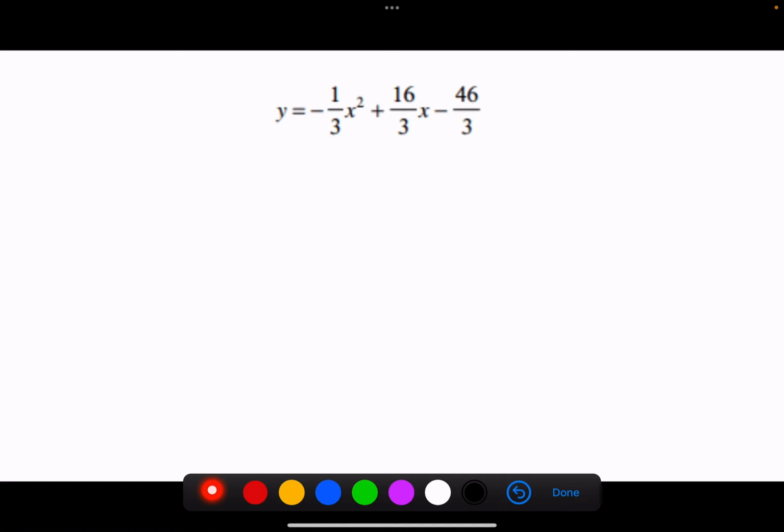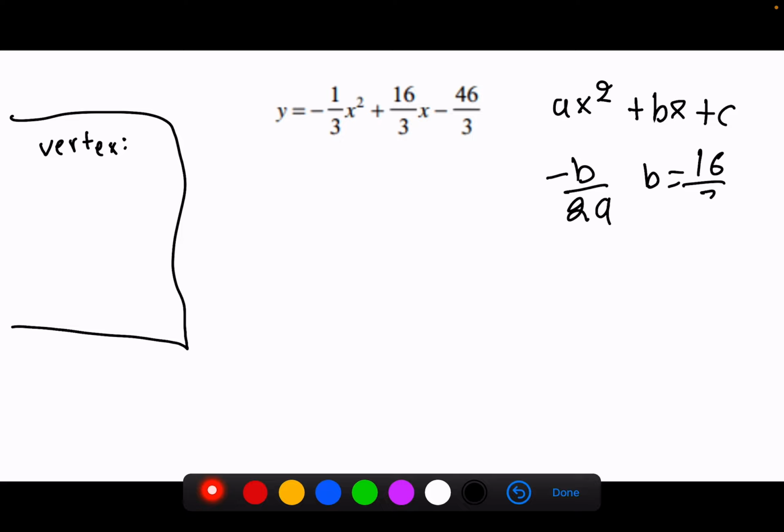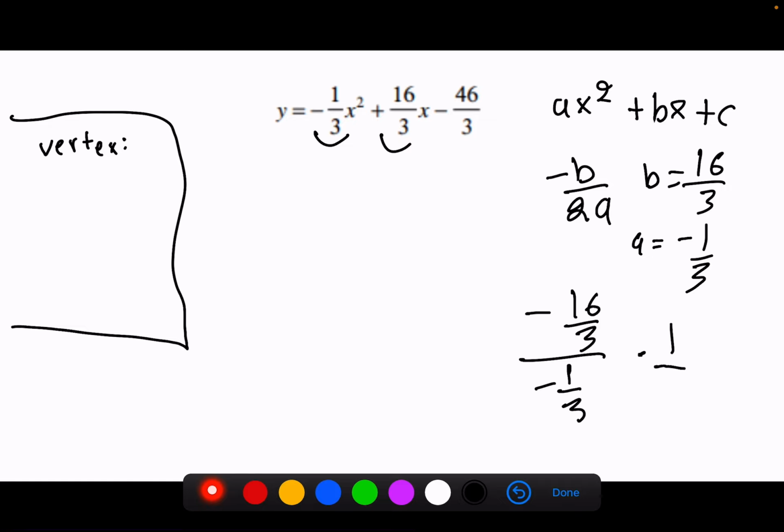So here we are in the form of ax squared plus bx plus c. So you can go ahead and use the formula negative b over 2a in order to figure out the vertex. Let me put a box because we're going to have quite some writing here. So b in this case is equal to 16 over 3 over here. And a is equal to negative 1/3 over here. So negative 16 over 3 over negative 1/3 times 1 over 2. So the negatives are going to cancel out.